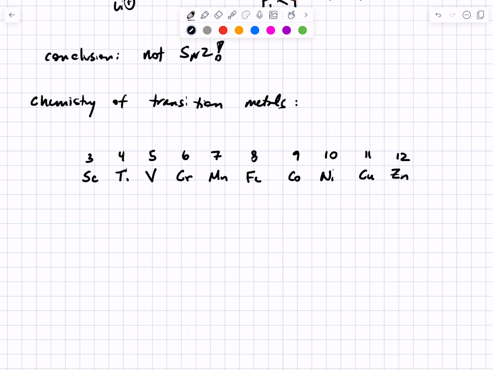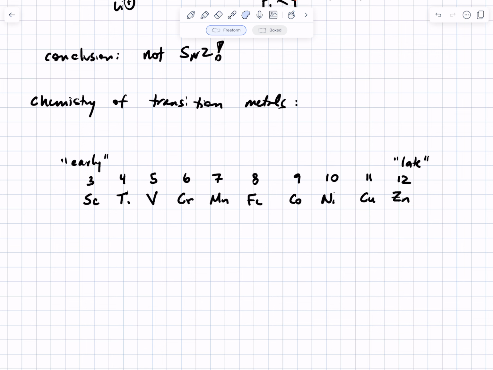Just for your general edification, the transition metals on the left-hand side are called early transition metals. The ones on the right-hand side are sometimes called late transition metals. It will depend on what oxidation state they're at, but you can generally think of the ones on the left as being electron poor. That's probably obvious because they have fewer electrons, right? The ones on the right you can think of as being electron rich.